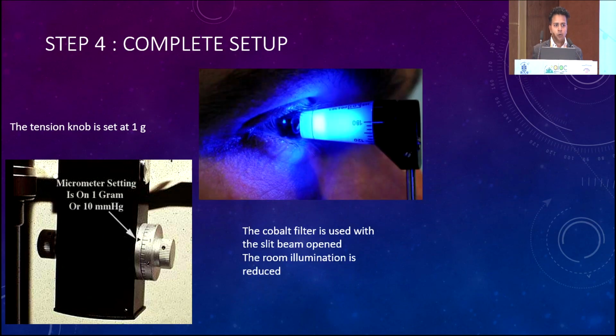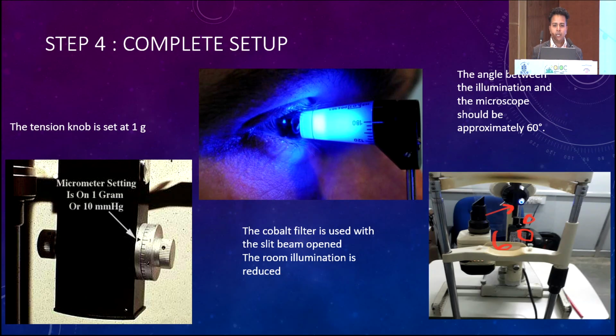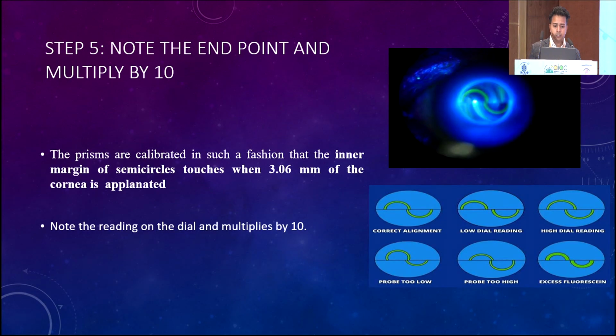Then use the cobalt filter, enlarge the flow, dim the room lights, and go ahead. Make sure you have approximately 60 degrees between the microscope and the illumination source. The end point is the meeting of the inner semicircles, and multiply by 10. That will give you the reading.